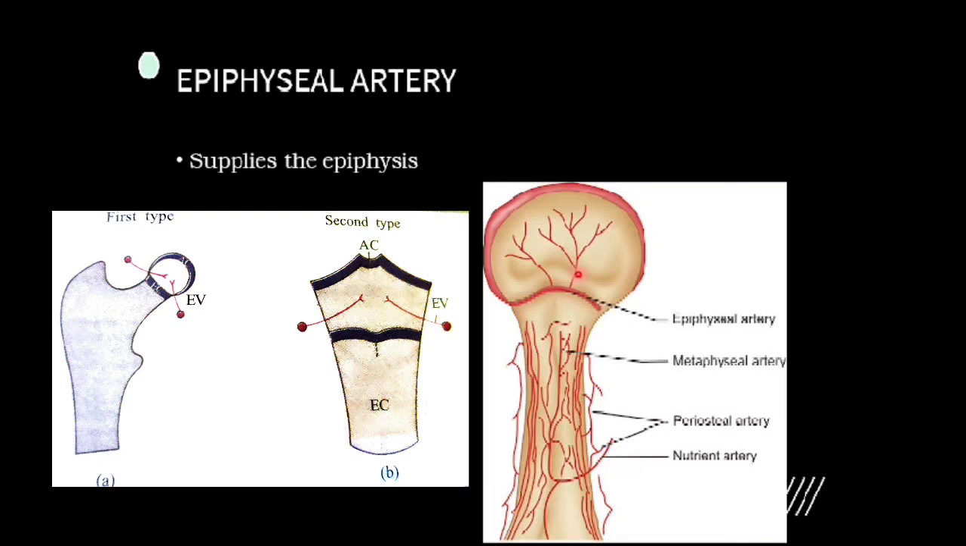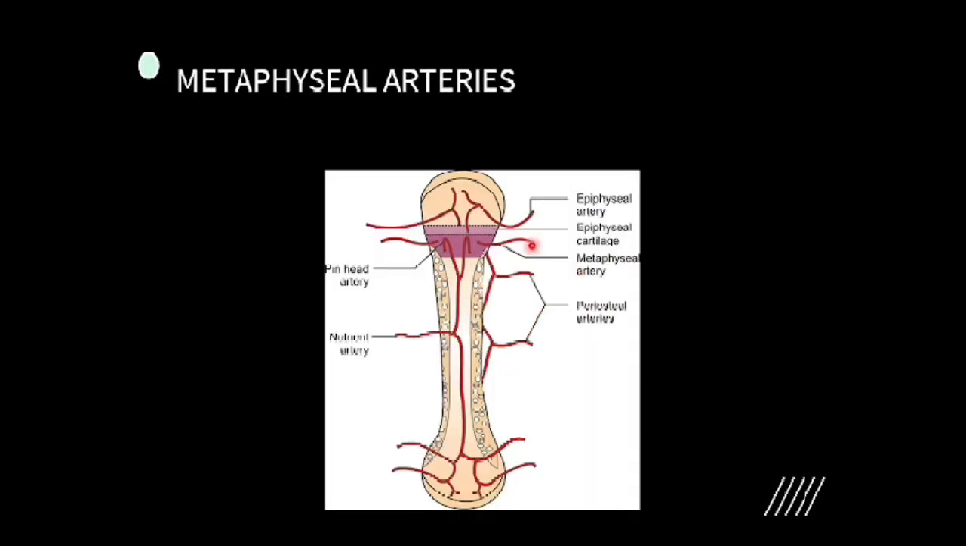So the last set is metaphyseal arteries. We have already seen that the nutrient artery divides into many branches and then later forms the hairpin loops in the metaphysis, where they form end arteries. So before epiphyseal fusion, if the epiphyseal cartilage is there and epiphyseal fusion hasn't occurred, the hairpin loops act as end arteries and they do not anastomose with other arteries.